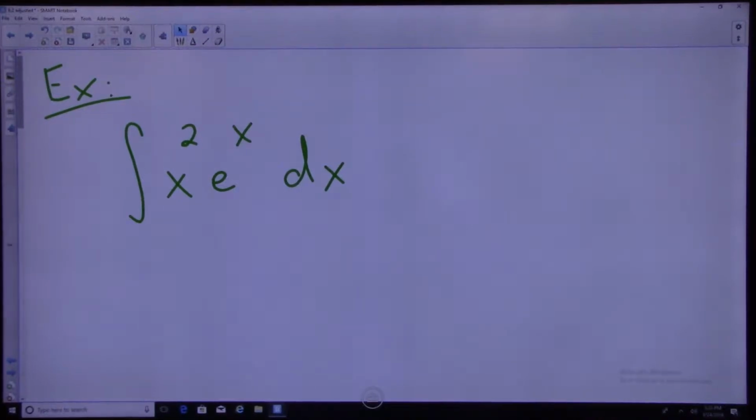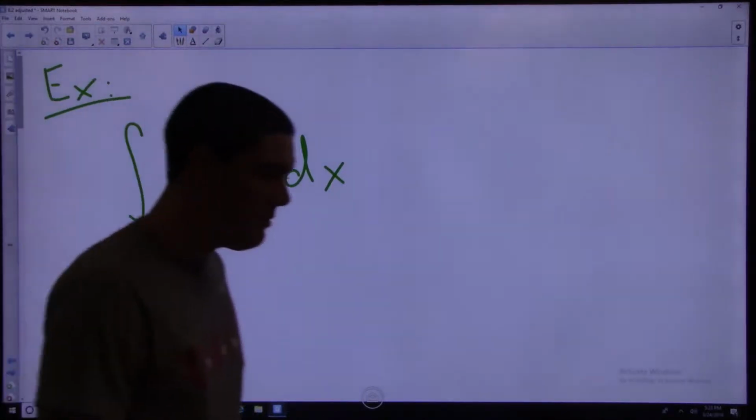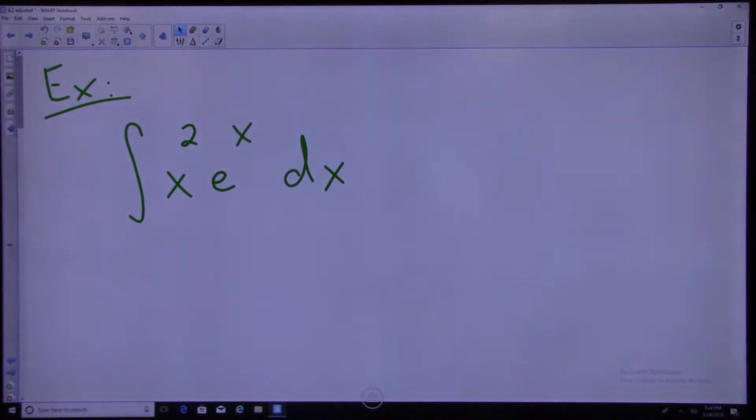Okay, here we go. This will be video 3 for section 6.2. I think we're just going to do one example here. It's kind of a long example, so we'll get started. I'm going to write this down. We're going to integrate x squared times e to the x.